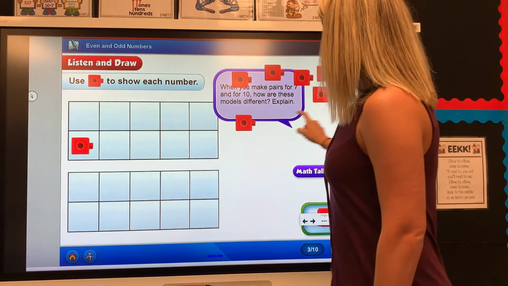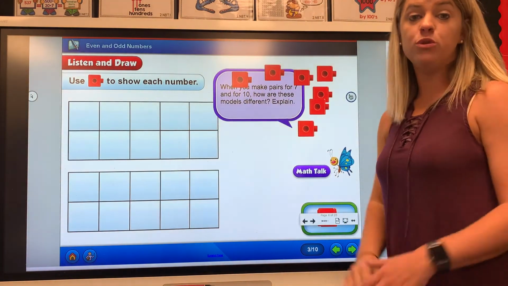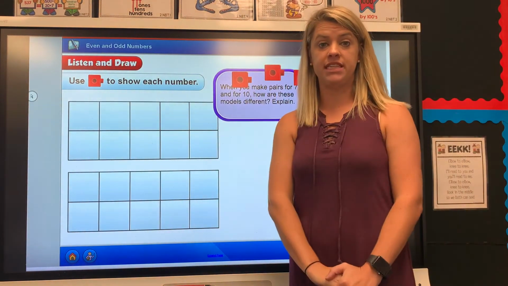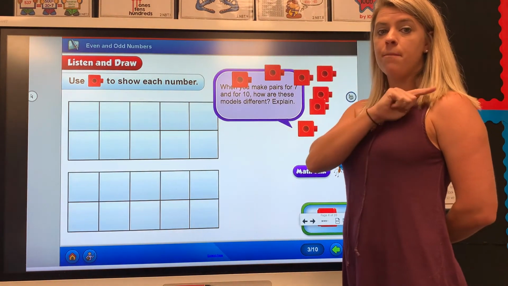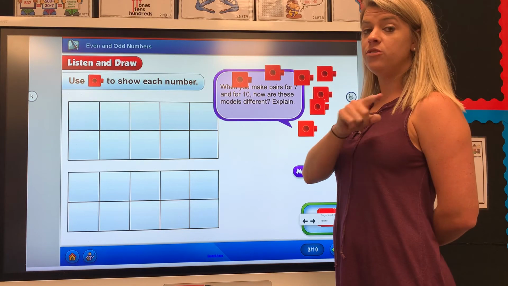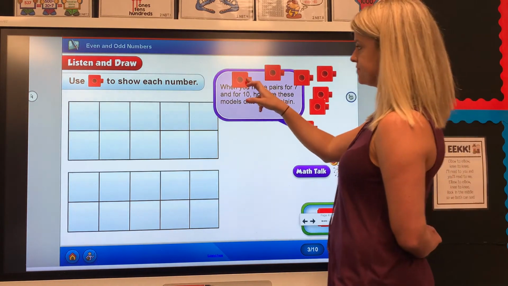All right, this time we are going to use 10 linking cubes and see if we can make them into pairs. All right, you do yours, pause your video, and then let's come back together and see if it's right.